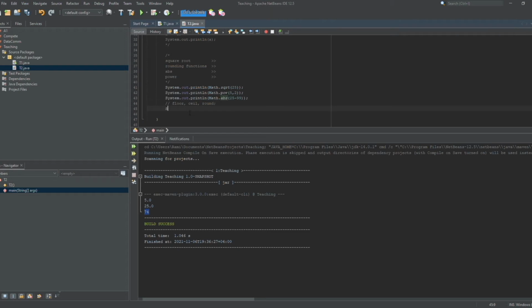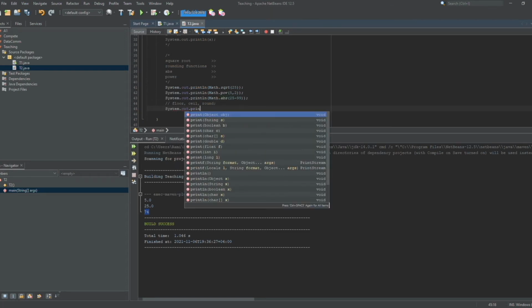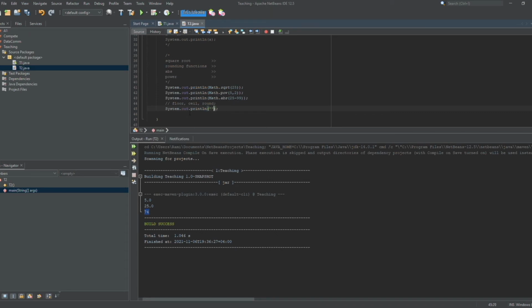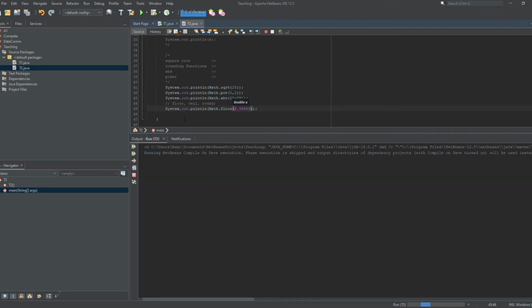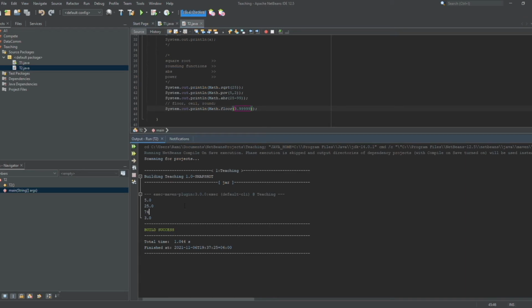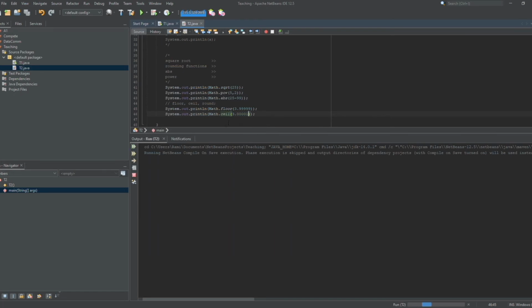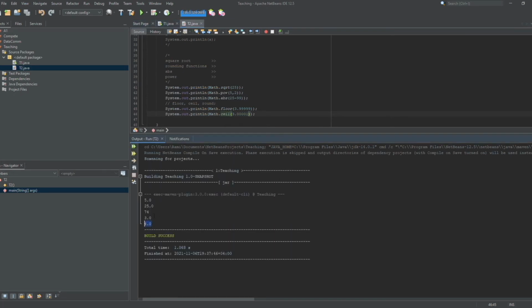So let's do system.out.println math.floor 3.9999. This would be a 3. Let's do the same with ceil, but instead of 3.99 do 3.1111 or 3.00001, and this should give us a 4, as you can see here.